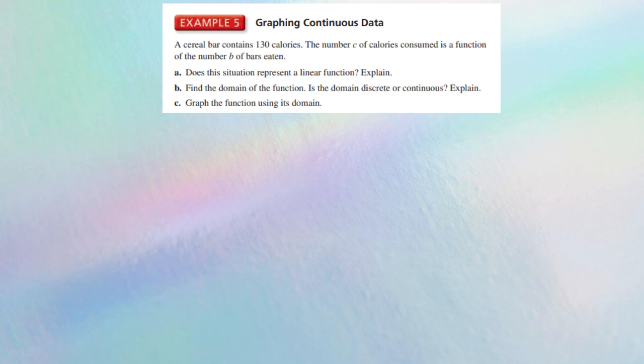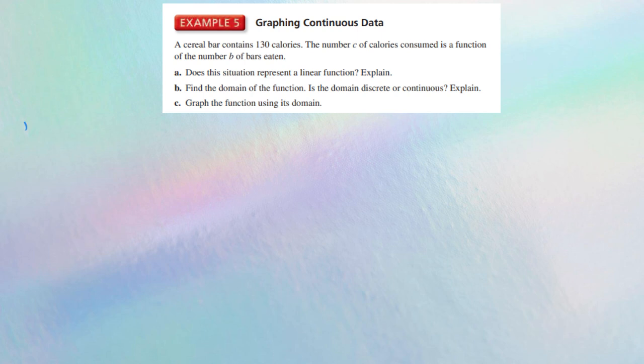So notice before we were buying tickets. But now it says a cereal bar contains 130 calories. The number C of calories consumed is a function of the number B of bars eaten. Does this situation represent a linear function? Is this a linear function? What is B? Let's look at A.